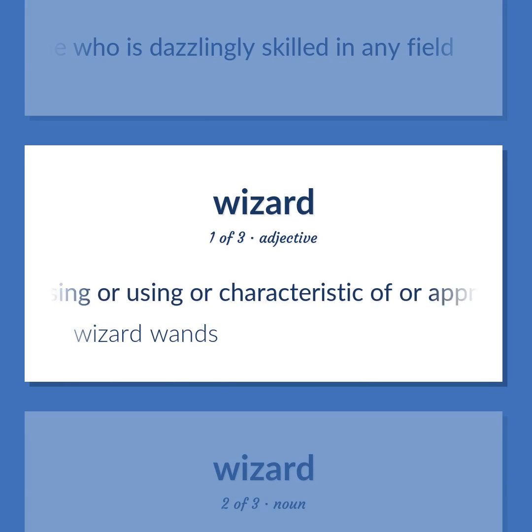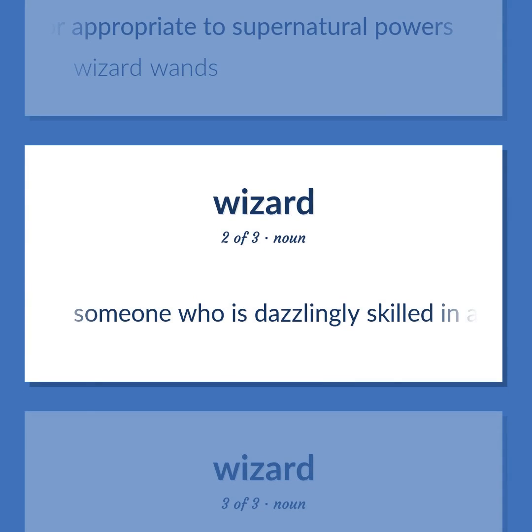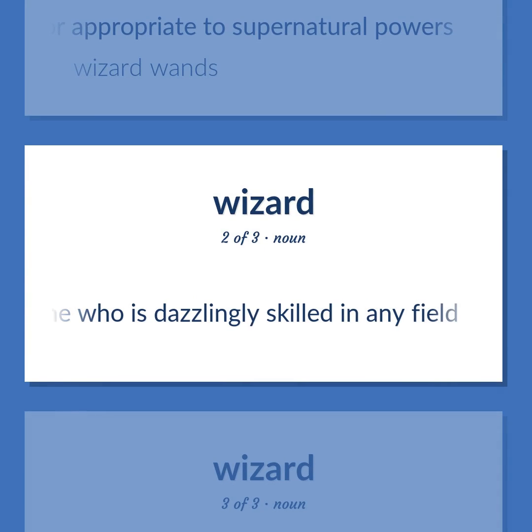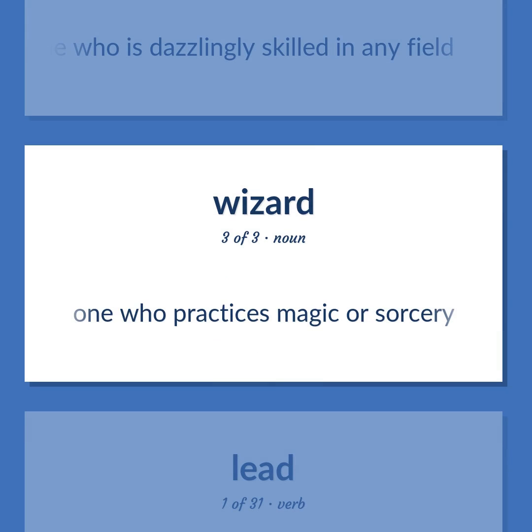Wizard: possessing or using or characteristic of or appropriate to supernatural powers. Wizard wands. Someone who is dazzlingly skilled in any field. One who practices magic or sorcery.